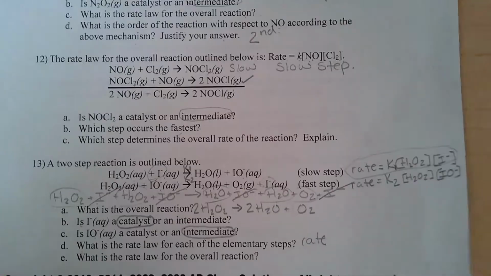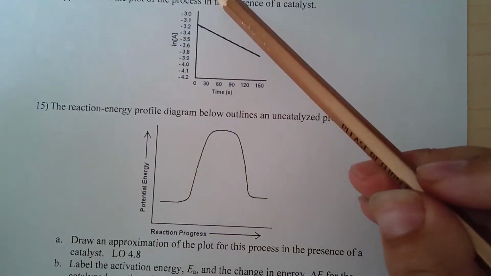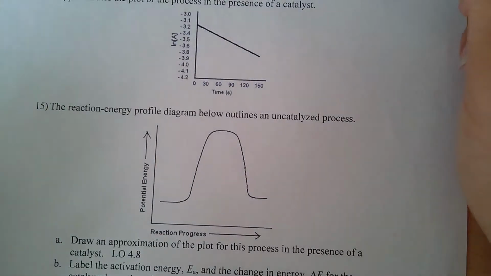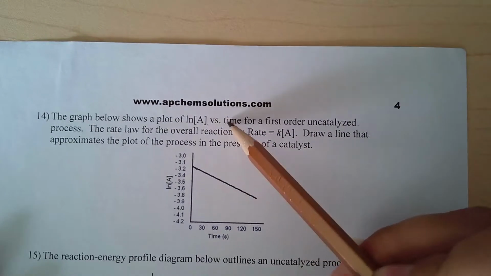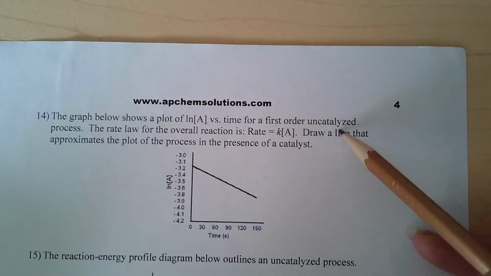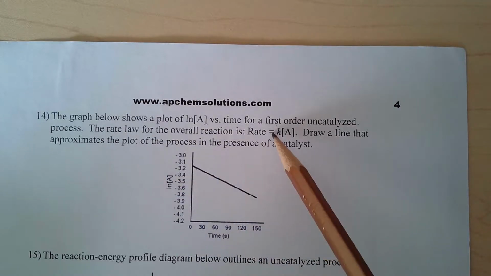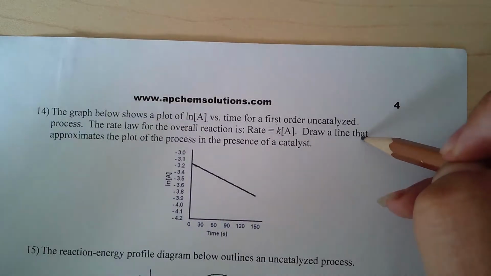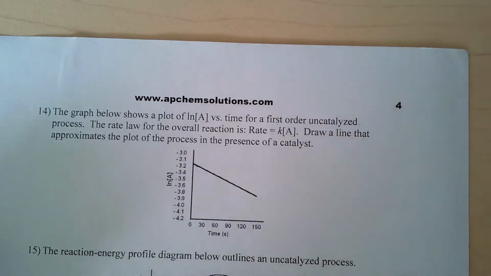Okay, we'll go on to question 14. Question 14, the graph below shows a plot of ln of A versus time for a first order uncatalyzed process. The rate law for the overall reaction is rate is equal to K times the concentration of A. We have to draw a line that would approximate the process in the presence of a catalyst.